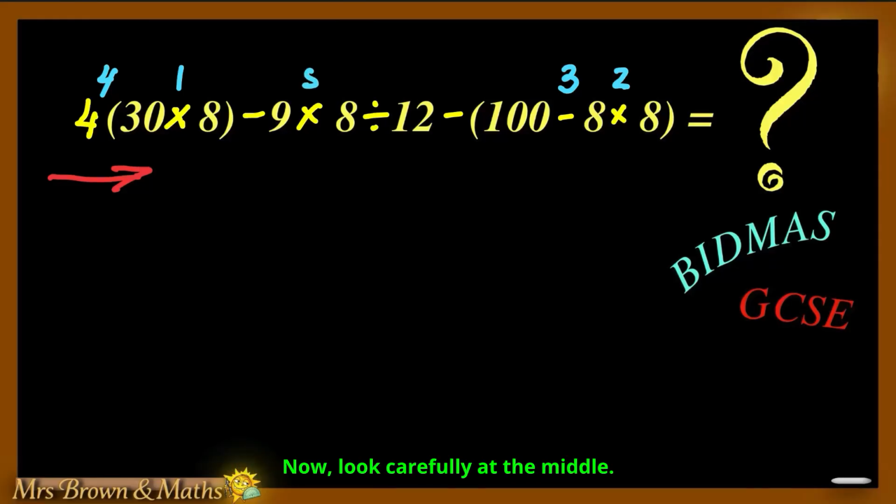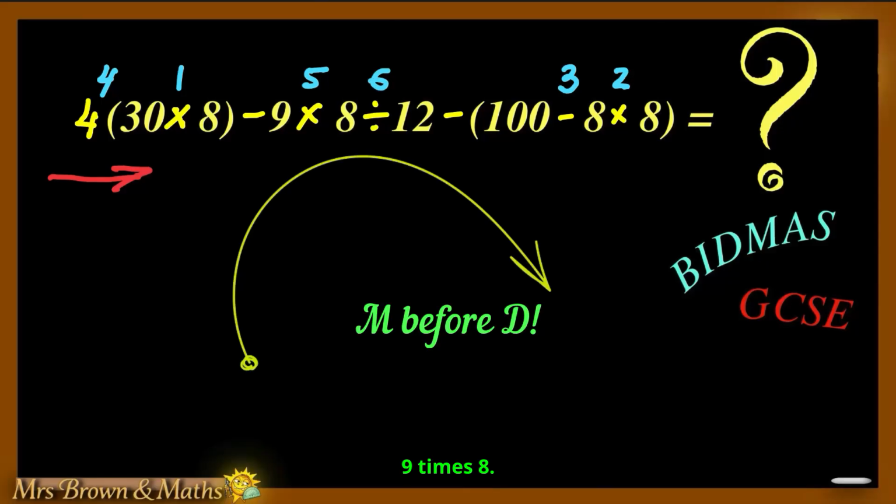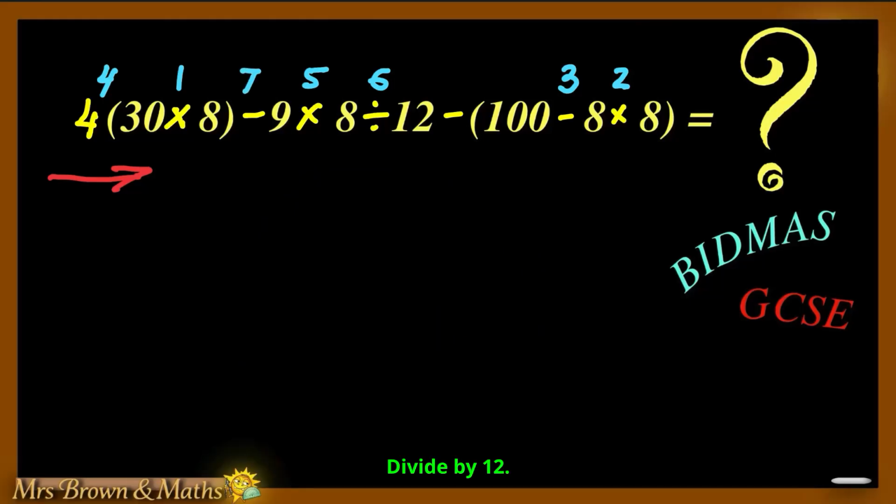Now, look carefully at the middle. Step 5. 9 times 8. Multiplication goes first. Step 6. Divide by 12. Only after that do we mark subtraction from left to right.